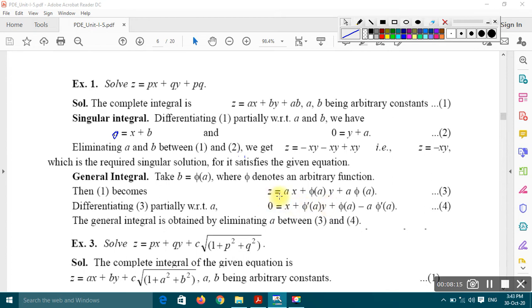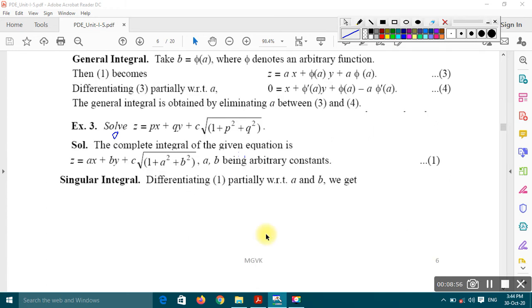So if we differentiate z is equal to ax plus phi a y plus a phi a with respect to a partially, we get the partial derivative of z with respect to a is 0. The partial derivative of ax is x. The partial derivative of phi a y is phi dash a y. The partial derivative of a phi a is phi a plus a phi dash a. Now try to eliminate a from these two equations. We get the required general integral of the given partial differential equation.